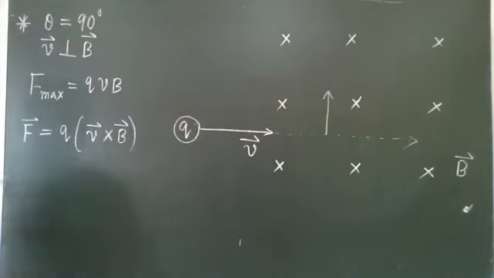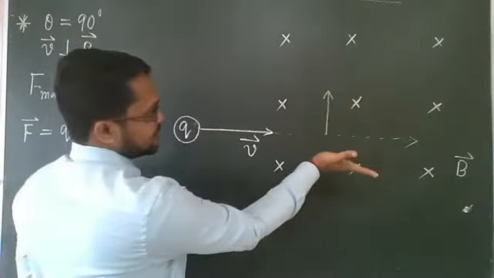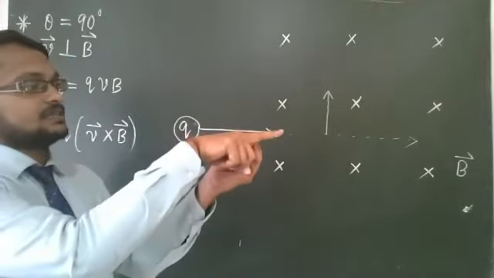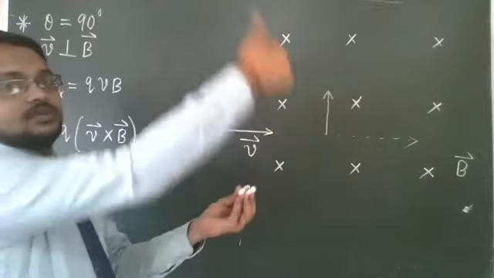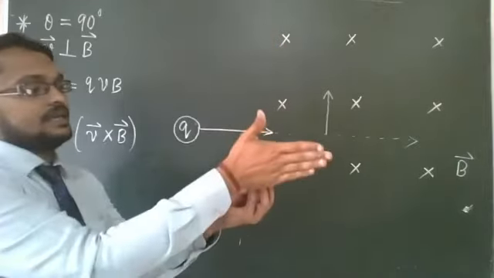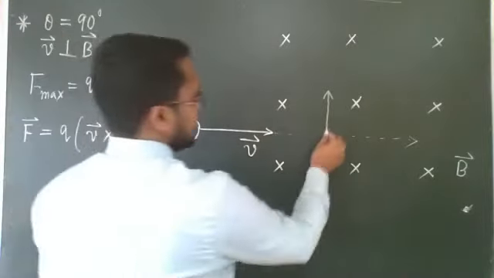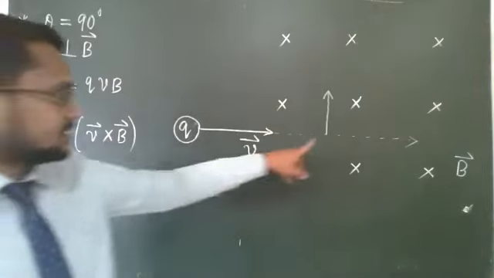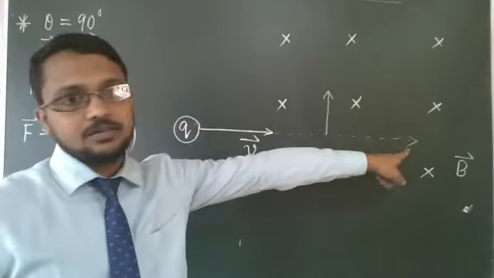So in which direction will the force act? V is in this direction, and this is the direction of the magnetic field. This is V, so V cross B. V cross B is going in the upward direction. So the force will act in this direction. The force is perpendicular to the magnetic field and perpendicular to the velocity.